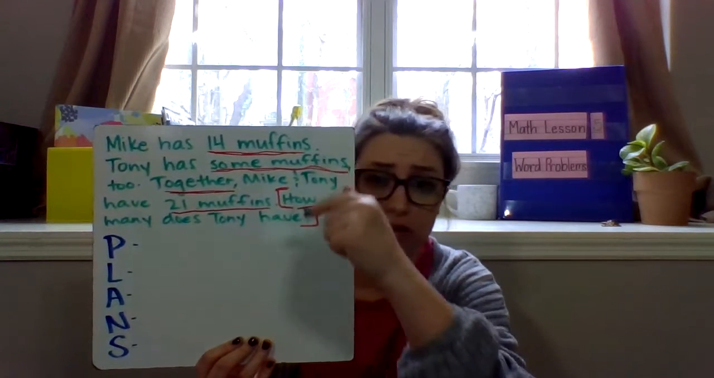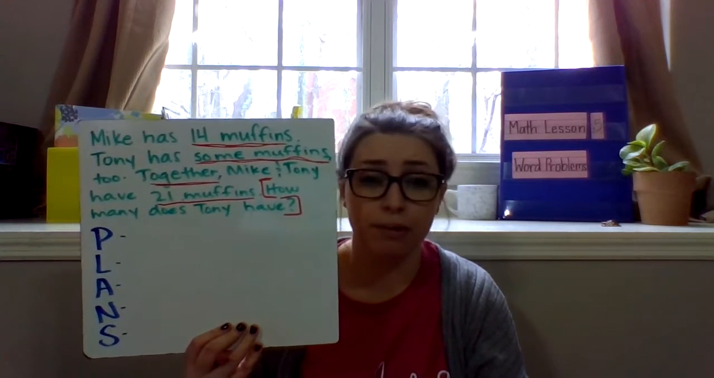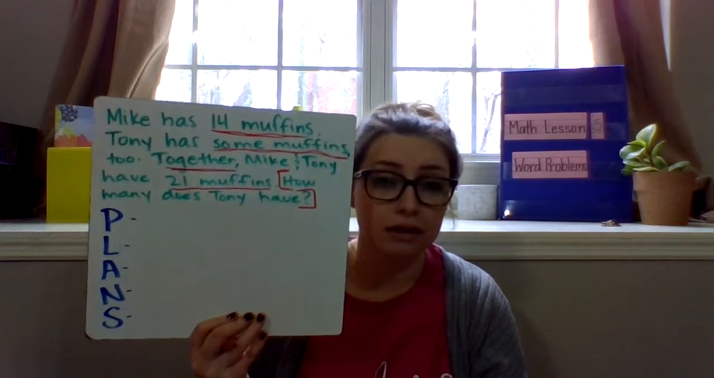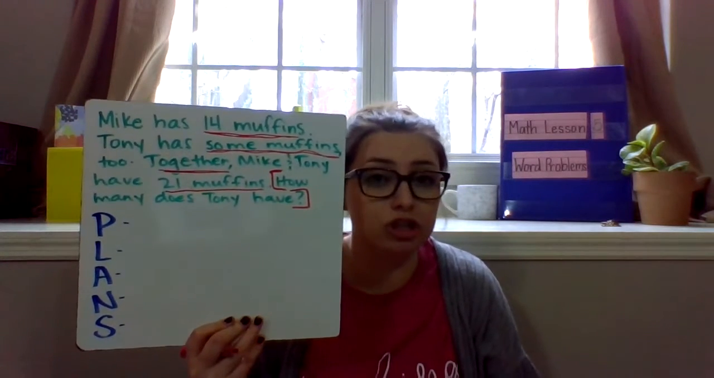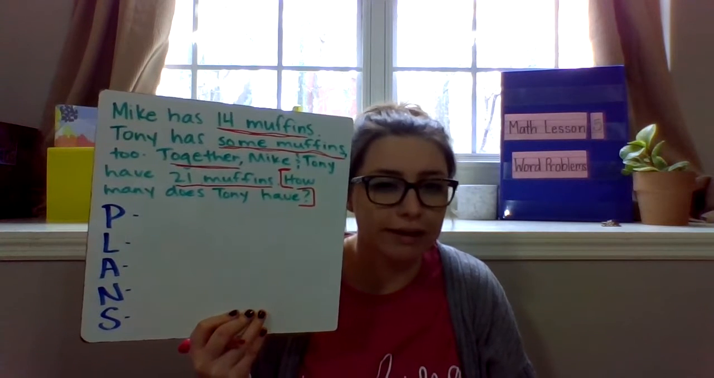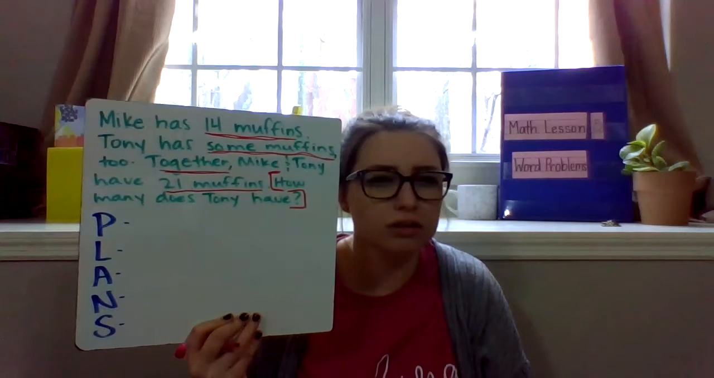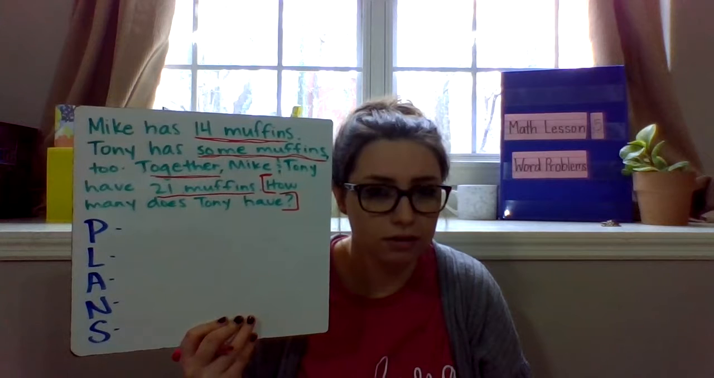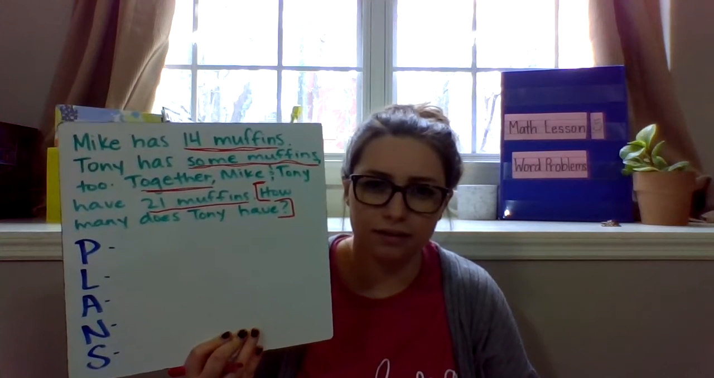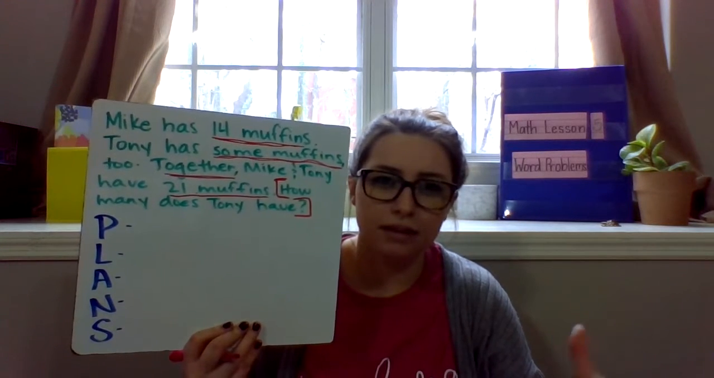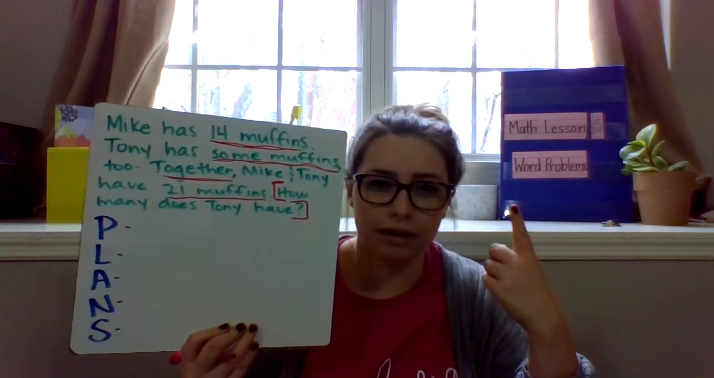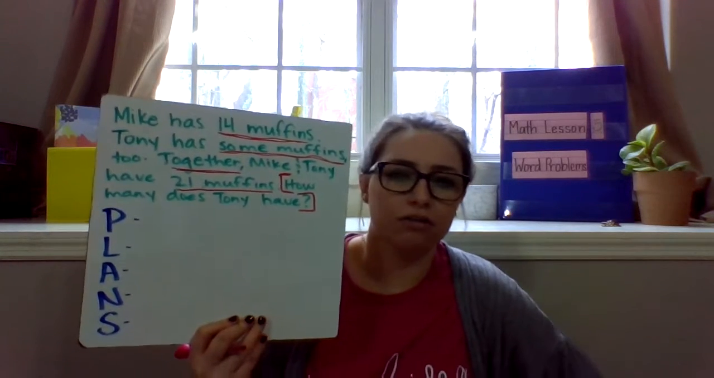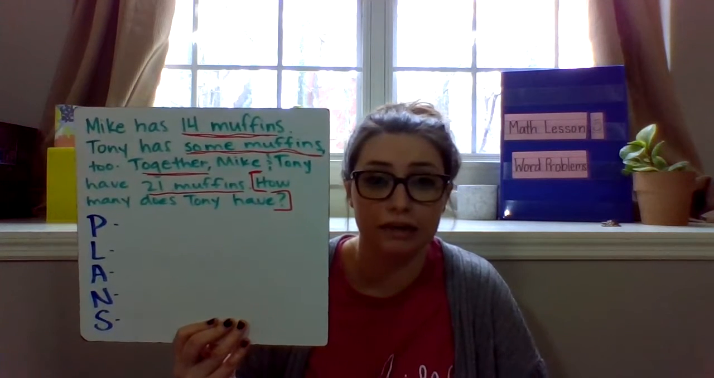Does it tell us how many Tony has? No, it tells us how many Mike has. It tells us how many Mike and Tony have, but it doesn't tell us just Tony. So when we think about just Tony, and it's asking us how many Tony has by himself, think about what kind of problem that is for a second. Think about how you're going to have to solve that problem. I'm going to give you just a second to think.